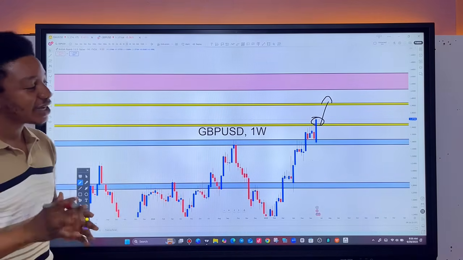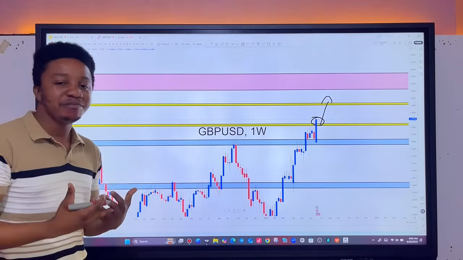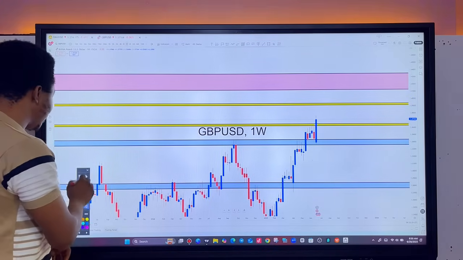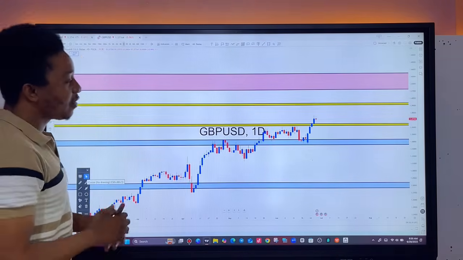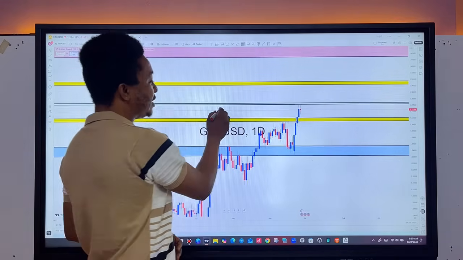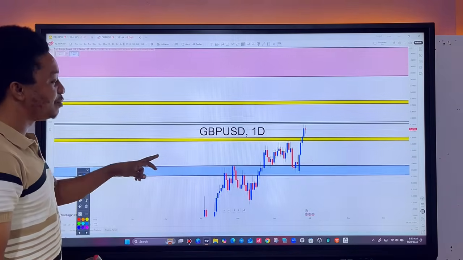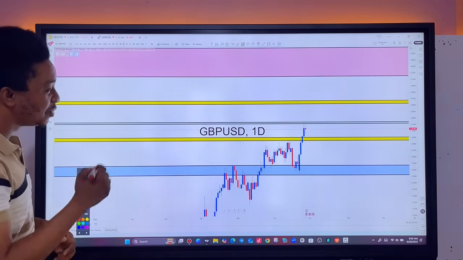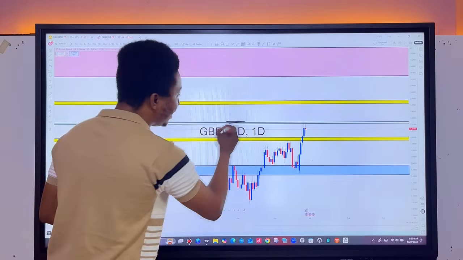upside. Let me take it again to the daily time frame where I can add more meaning to this analysis for you guys. All right, so this is also the daily time frame of GBP USD. Now GBP USD on the daily time frame, let's do the same thing. Put more meaning. All right, so we have the daily mid-range over here.